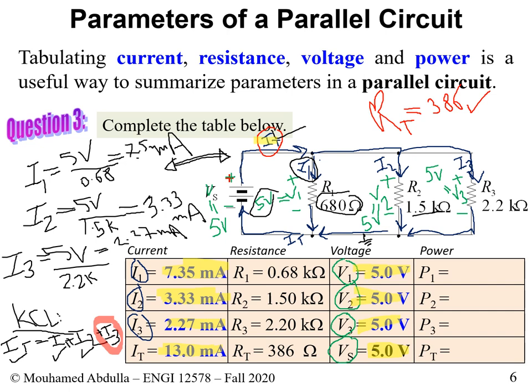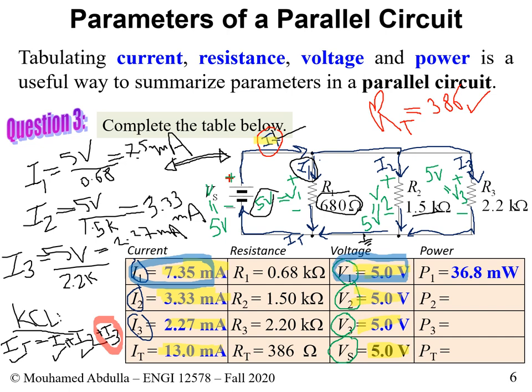We got it here. Now what we have left is basically just to find the power. For the power, I think this goes without saying, right? We could just use Watt's law. You could use any of the three different forms of Watt's law, but I think the easiest would be just to multiply the voltage by the current, and this should get you the value. So if we do 7.35 times 5, this should be 36.75 milliwatts.